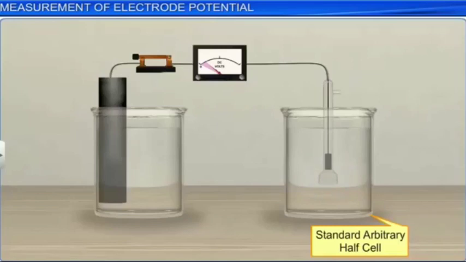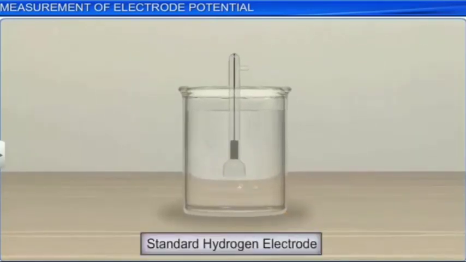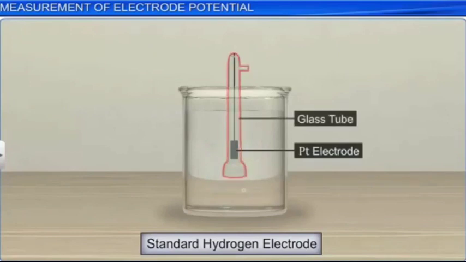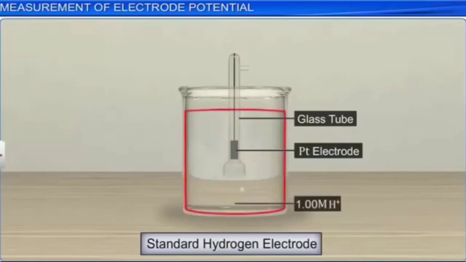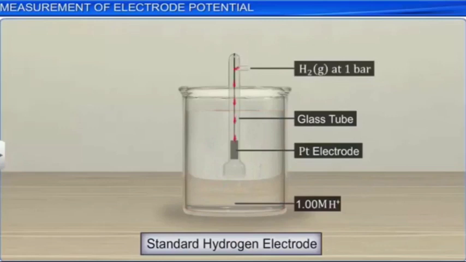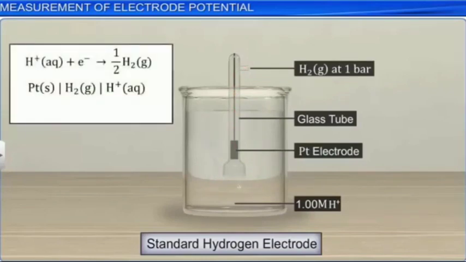The standard hydrogen electrode consists of a platinum electrode coated with powdered platinum inside a glass tube. The platinum electrode is dipped into a 1 molar solution of hydrogen ions, and pure hydrogen gas is bubbled in at 1 bar of pressure. The standard hydrogen electrode is designed to carry out the half reaction shown here. A hydrogen ion plus 1 electron produces half a mole of hydrogen gas.